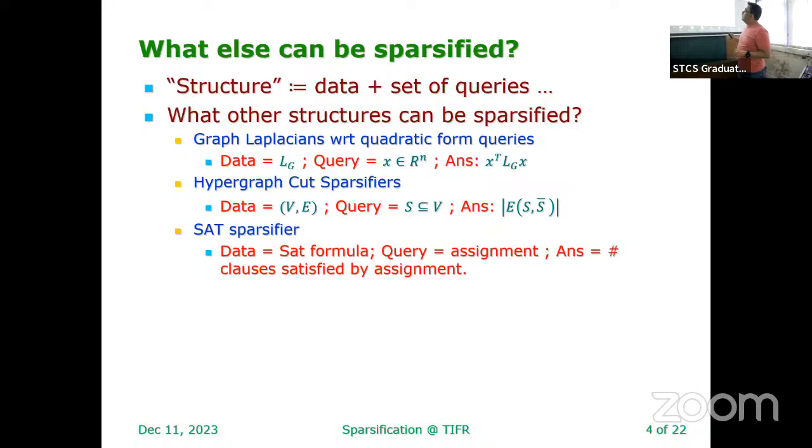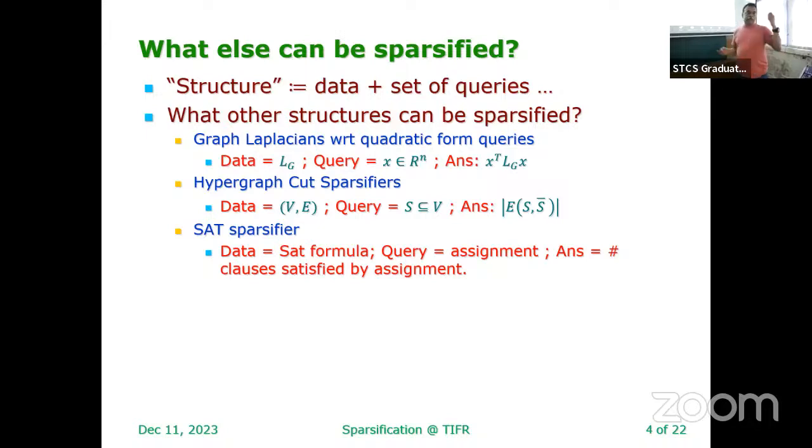All right. So what else could be sparsified? Like we said, we want to understand what structures can be sparsified, and structures should always be viewed as some data, like the adjacency matrix of a graph or anything else, but also the set of queries. So for instance, people have looked at notions like graph Laplacians.